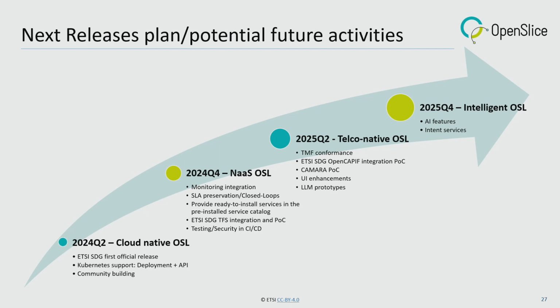Moving towards the second quarter of 2025, we aim to actually assert the TMF conformance through the respective pipeline at TMF. We would like to have an integration PoC with OpenCAPIF. We would like to also have a PoC with CAMARA. And we would like to have multiple UI enhancements for that reason. And most probably we'll integrate an LLM prototype. And at the final release of the next year, we would like to state that we will have an intelligent OpenSlice with more AI features and, of course, intent services.